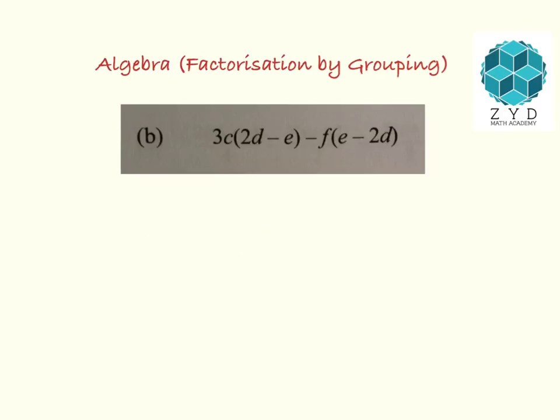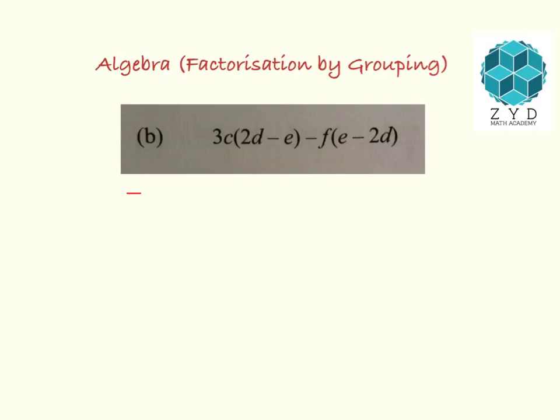Okay, here we have another example for factorization by grouping. The question goes 3c brackets 2d minus e minus f brackets e minus 2d. If we observe this group and this group, they are similar but they're not the same. It is the opposite. One is 2d minus e, the other is e minus 2d. So we know that this is a clue for factorization by grouping. Hence, we need to do some switching. Let's see how this question is done.